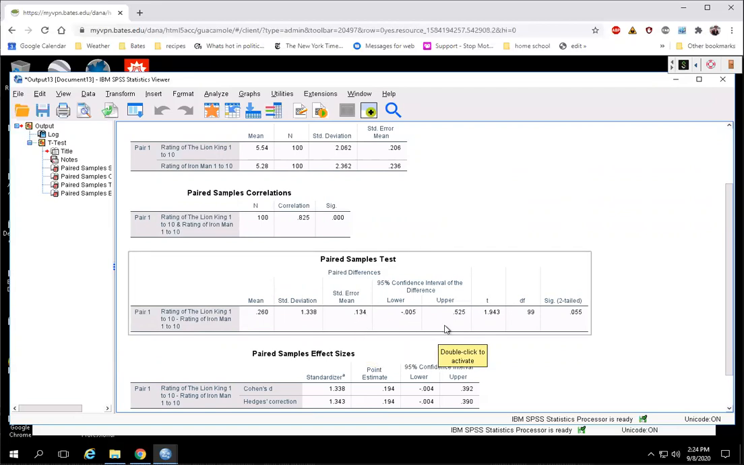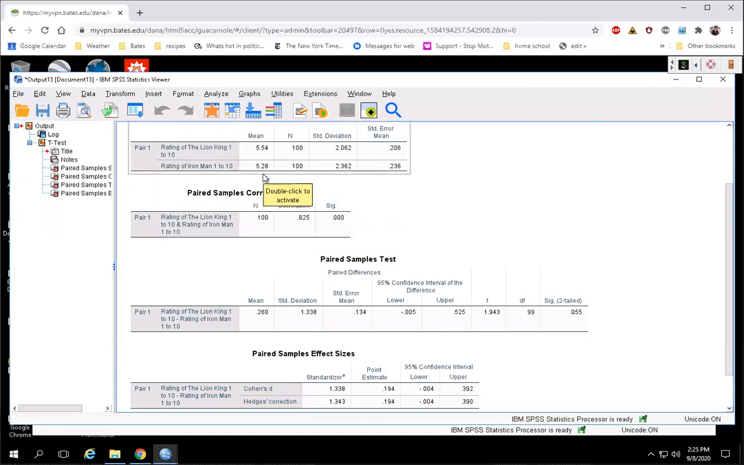It gives us a confidence interval for the difference between means, but I'm really interested in our t-test result. And here's the t obtained, 1.943. Degrees of freedom is n minus 1, so 100 minus 1 is 99. And then here's our p-value, our significance, 0.055. So we're just shy of being able to say that this is significant at the 0.05 level. So we would say that no, there is no significant difference in people's ratings of The Lion King compared to people's ratings of Iron Man. It seems like all these Disney movies, or Disney-owned movies, I should say, have equivalent ratings from people.